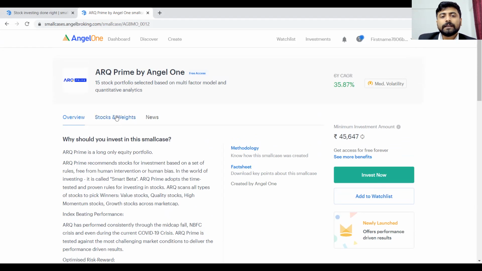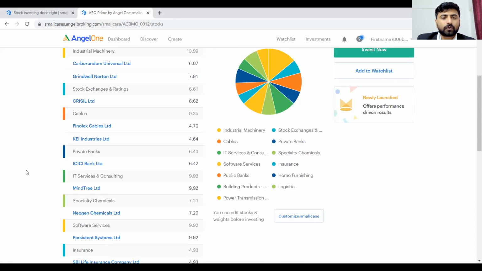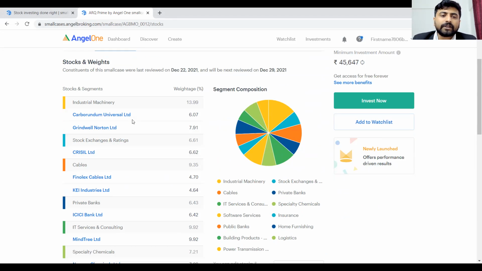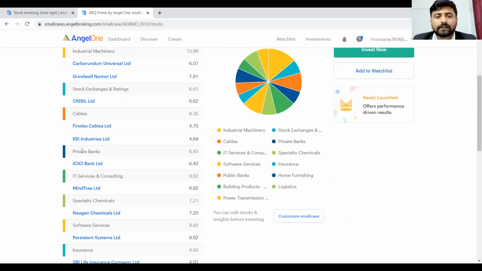So to do so, please click on the stocks and weights section over here. Once you do that and scroll down, you will be able to see the list of stocks that are the constituents in this particular small case. So we can see that it has a variety of sectors. For example, industrial machinery, then we have stock exchanges and rating agencies, then we have cables, private banks, IT services and consulting, and so on. And each of these sectors have stocks that have been picked up inside of it.